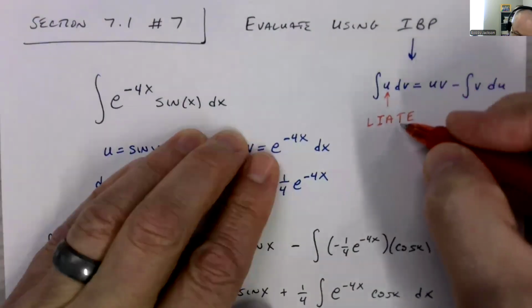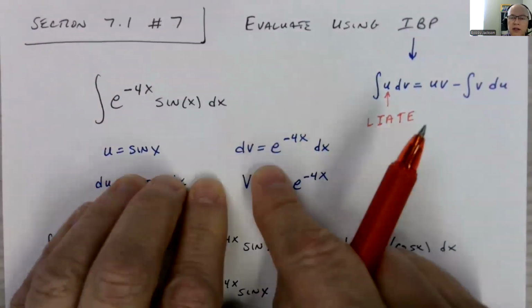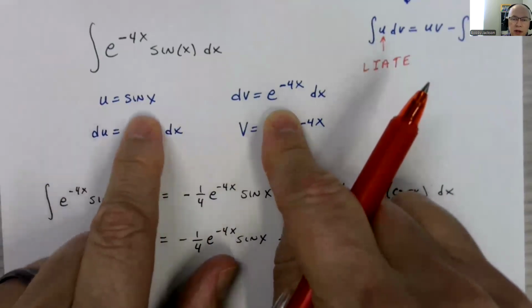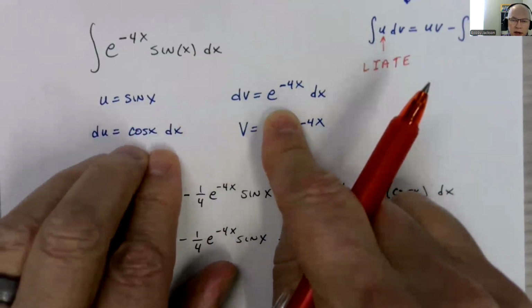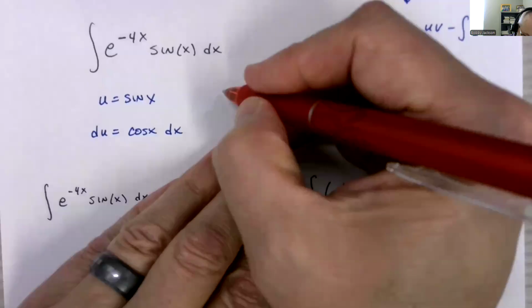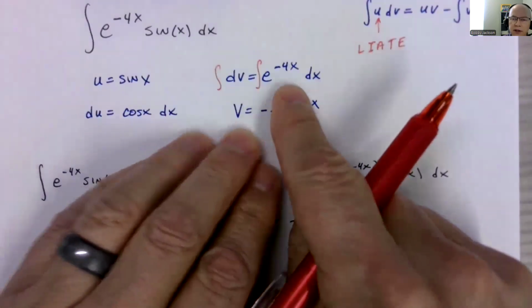So I'm going to go ahead with T for trig and choose my u to be sine of x. And that leaves my dv to be e to the negative 4x dx. Here we differentiate. The derivative of sine of x is cosine of x, so I get du is cosine of x dx. Here I have to integrate, and I've got to be careful.